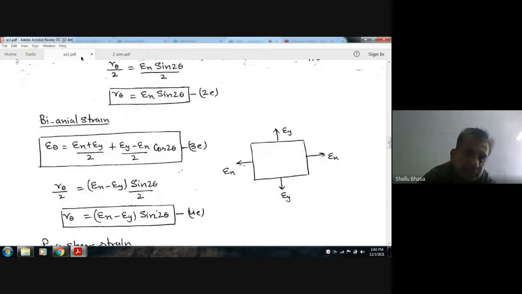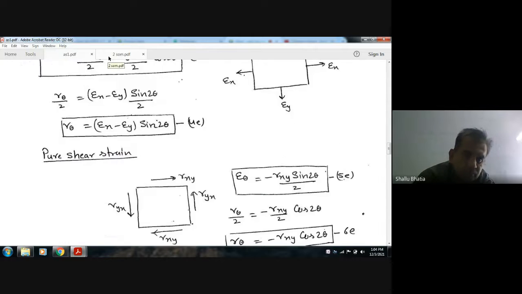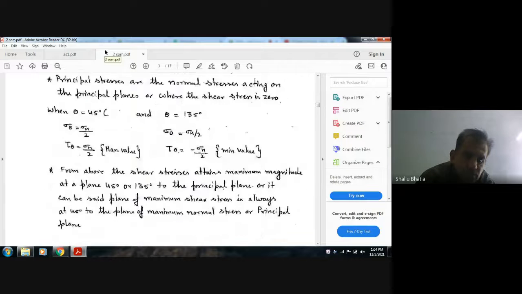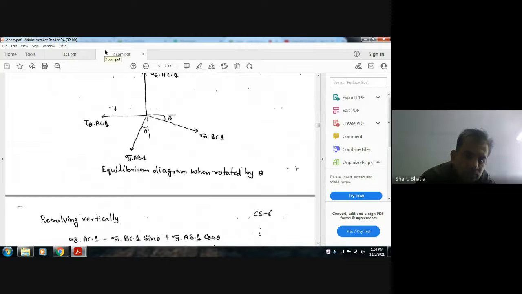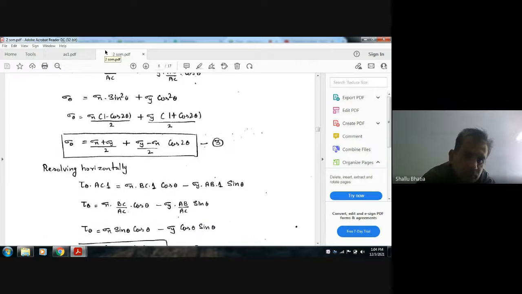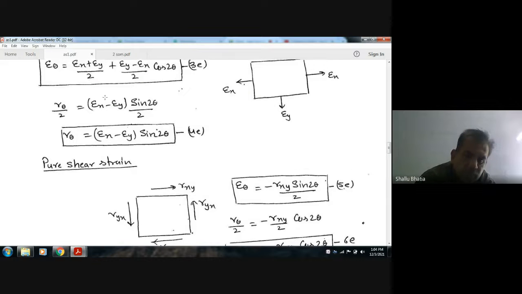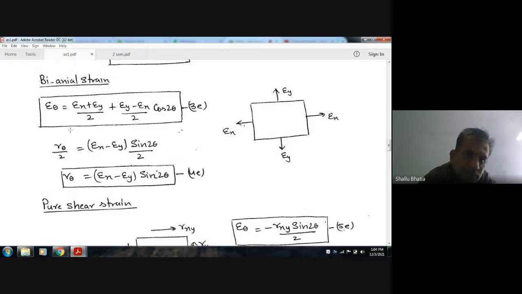Next, the biaxial stress result was sigma theta equals sigma x plus sigma y by 2 plus sigma y minus sigma x by 2 cos 2 theta. This expression will remain true for strain, because there is no shear stress: epsilon theta equals epsilon x plus epsilon y by 2 plus epsilon y minus epsilon x by 2 cos 2 theta. But the shear expression will change.